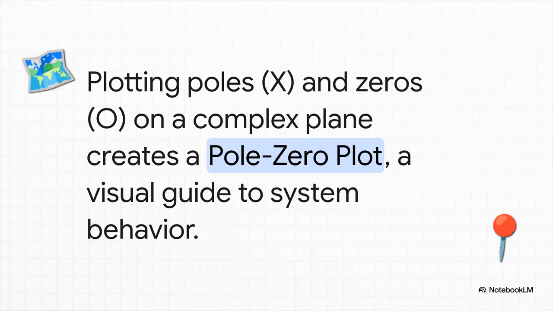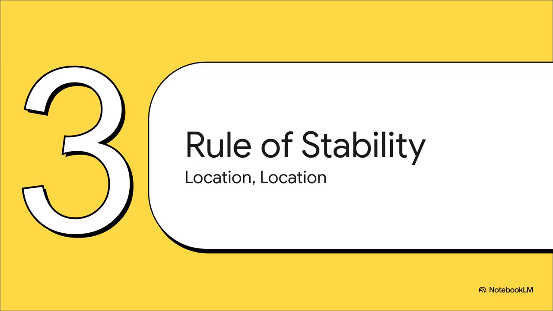So now we have this collection of poles and zeros. What we do next is we actually plot them on a special kind of graph, a complex plane. We mark the poles with an X and the zeros with an O. And what we get is this amazing map called a pole zero plot. It's literally a visual guide to everything that system is and how it will behave. And this map, this is where it all comes together, because this simple plot of X's and O's holds the secret. It gives us a single golden rule to tell, just by looking, if our system is stable or if it's a ticking time bomb.